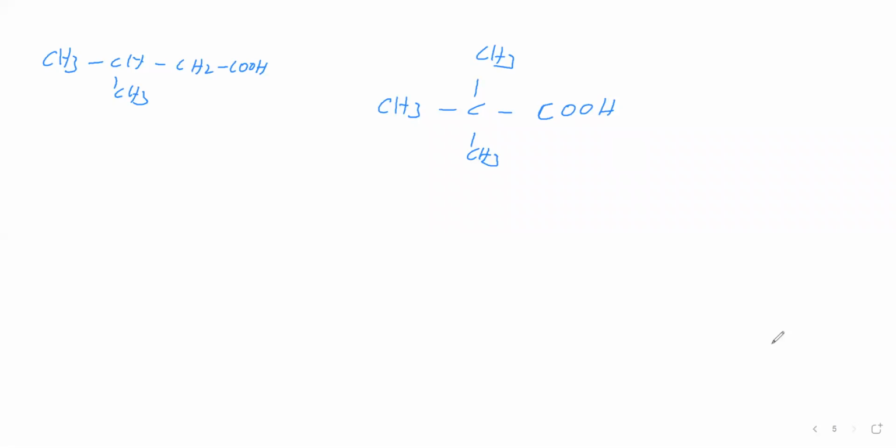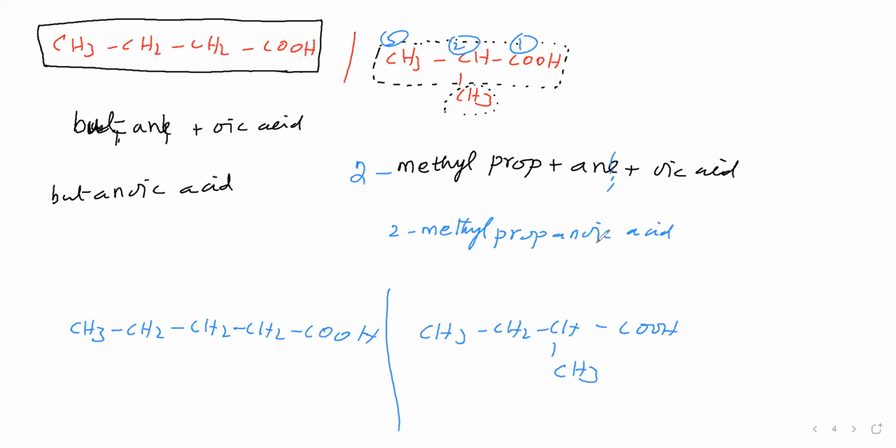Now we will say the name for these compounds. First we will select the parent chain. Parent chain contains 5 carbon atoms here. Therefore pent, primary suffix an, secondary suffix oic acid. Here, this is the parent chain. Therefore this CH3 is the branch. CH3 name is methyl. Parent chain contains 4 carbon atoms. Therefore butanoic acid.